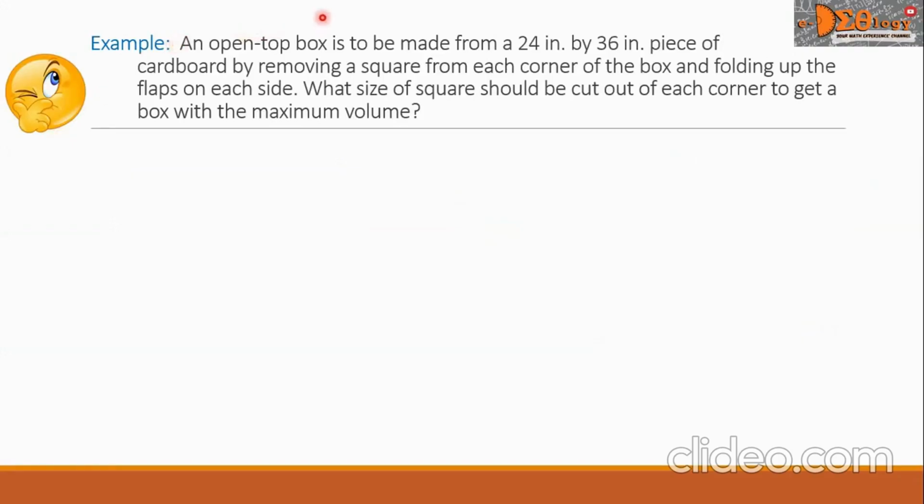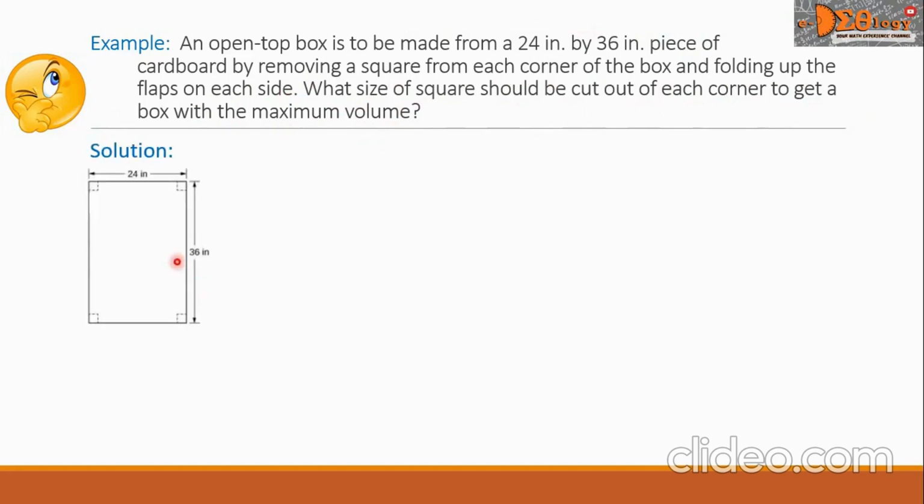An open top box is to be made from a 24 inches by 36 inches piece of cardboard by removing a square from each corner of the box and folding up the flaps on each side. What size of square should be cut out of each corner to get a box with a maximum volume?